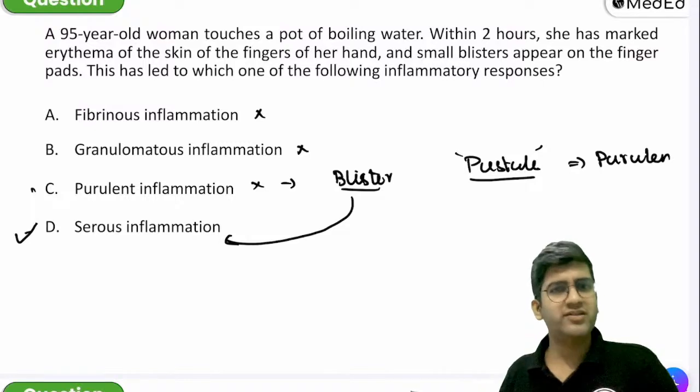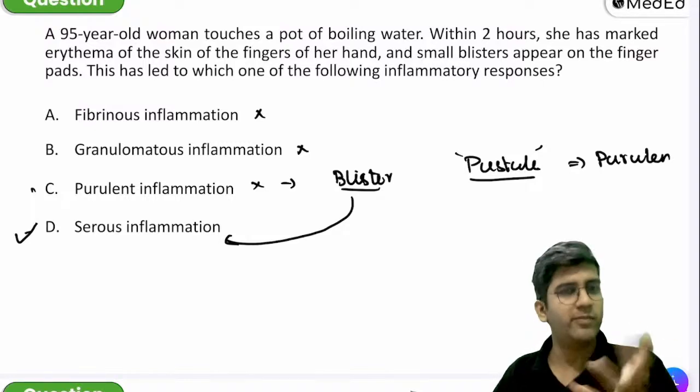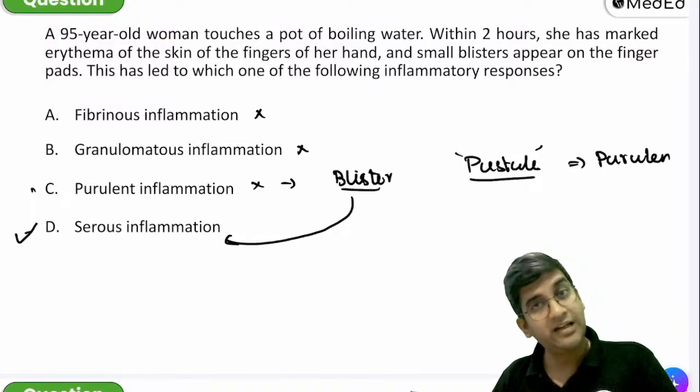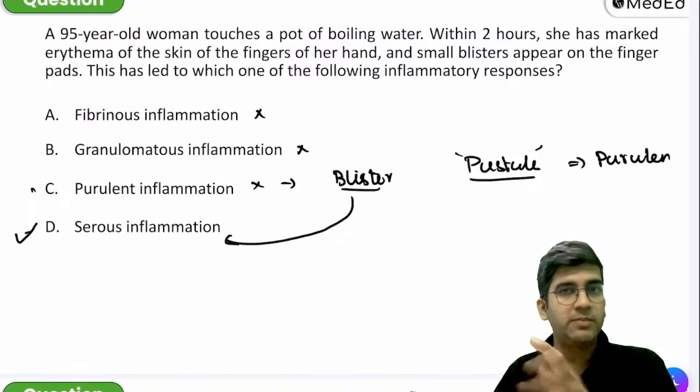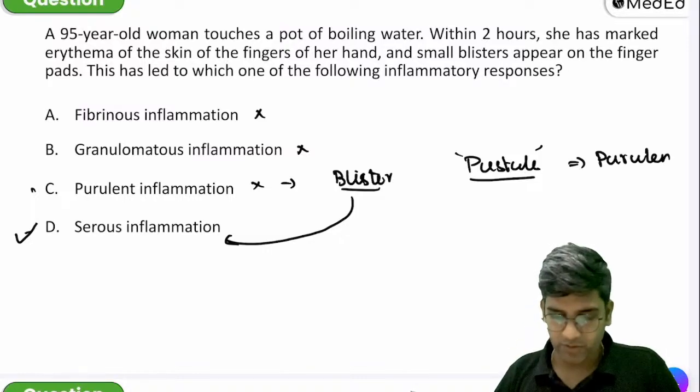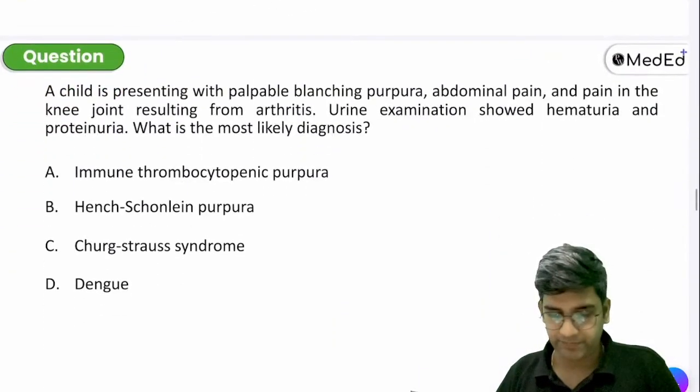You also must have got this inflammation. It's one of the outcomes of inflammation, that's all. This can get infected also. At that time it can become a purulent infection, fine? Okay, it's a very simple question to remember.